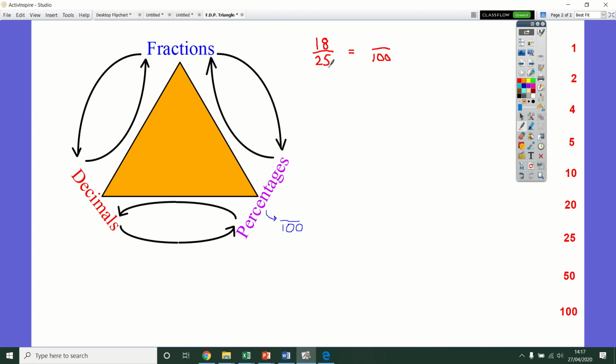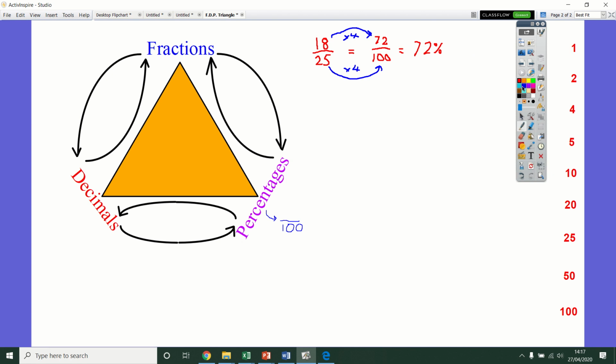Now the way to do that is to multiply the denominator by 4. And to keep this fraction equivalent, I have to do the same on the top, so 18 times 4 as well. So 18 lots of 4, double it twice, that's 72 out of 100. And now we've got it in the right form, I can write the percentage down, it's 72%. Okay, so the trick was to get that 100 on the bottom and then you can read off the percentage.